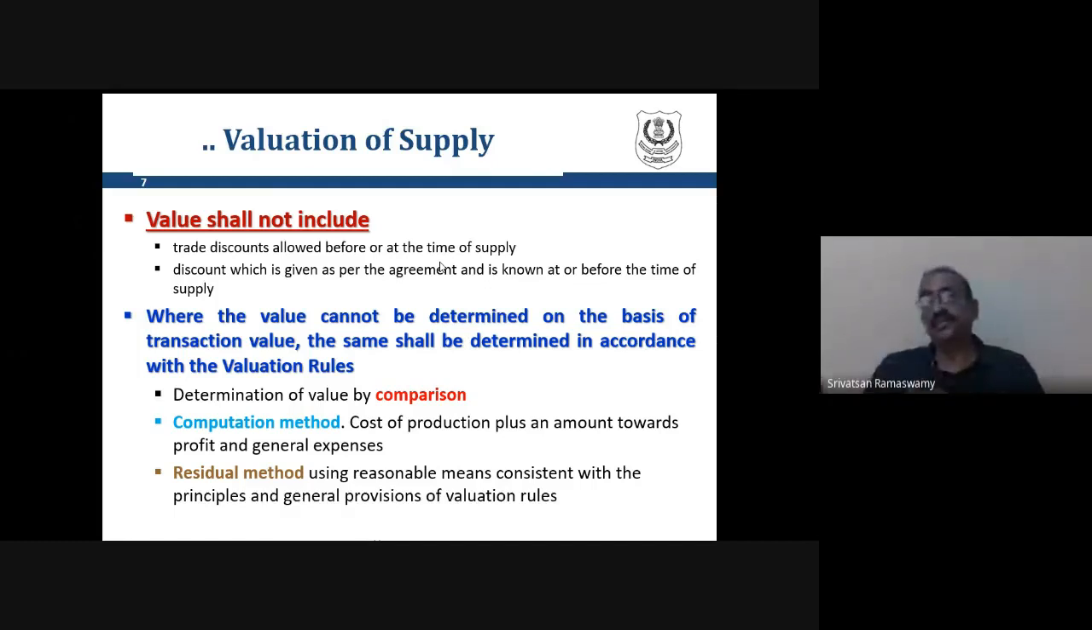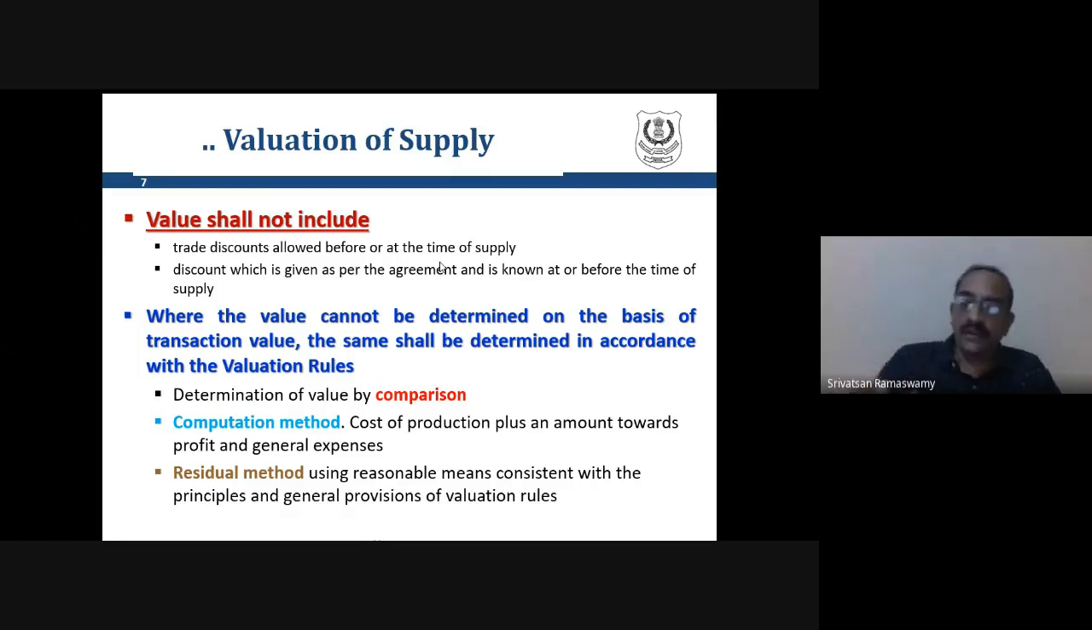Is it not? So in that situation, you have to see, for that particular related person, if the same or similar commodity is supplied to somebody else in the open market, what price I have adopted for him, that price will be the transaction value if the transaction is between two related persons.